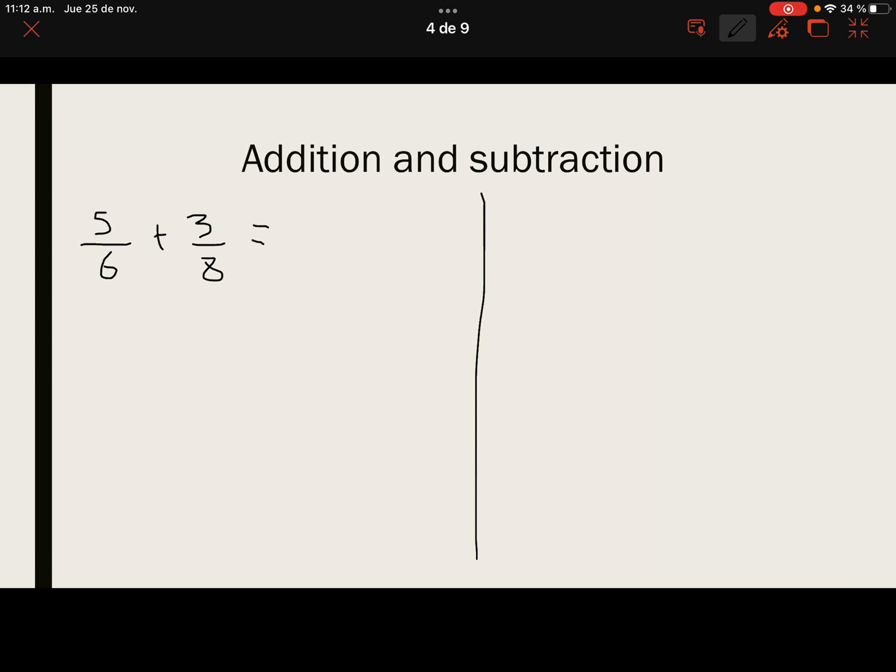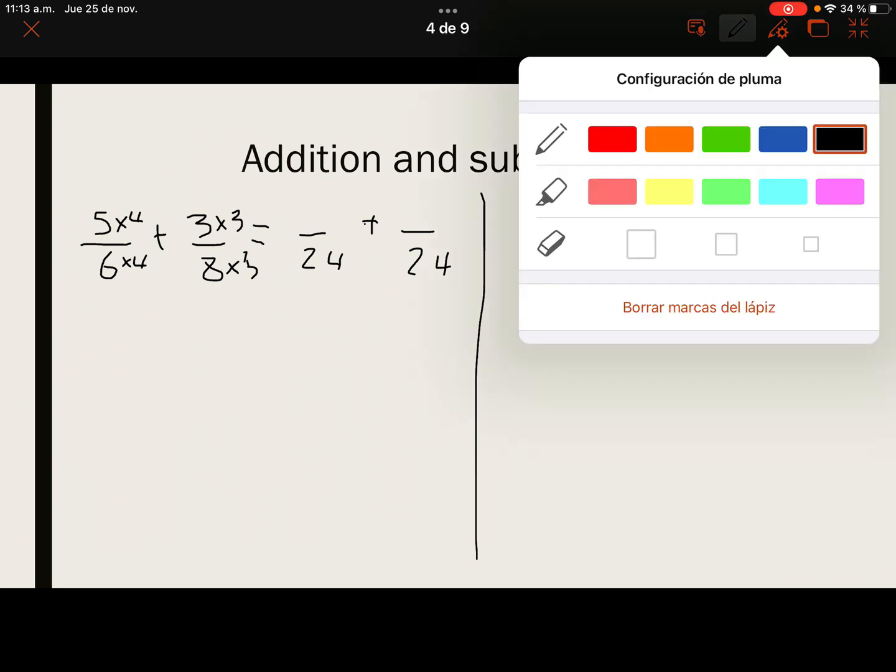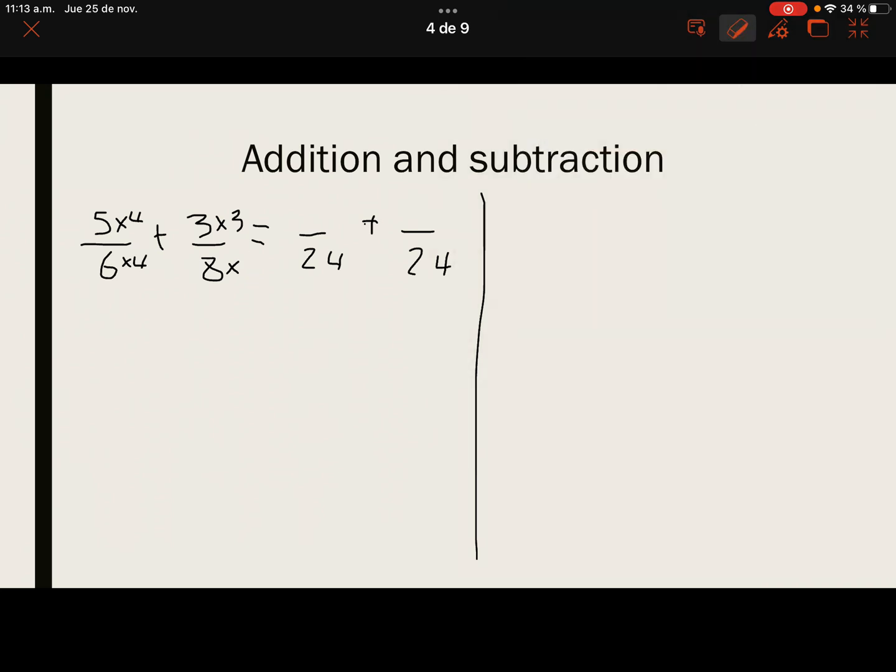For example, the common multiple between 6, the denominator of the first one, and 8, the denominator of the second one, is 24. Then 24 is the denominator for the first one and the denominator for the second one. Now 6 times 4 is 24. Then we have to multiply at the top times 4 too, in order to find exactly the same denominator. And the other one is times 3 on the top and bottom.